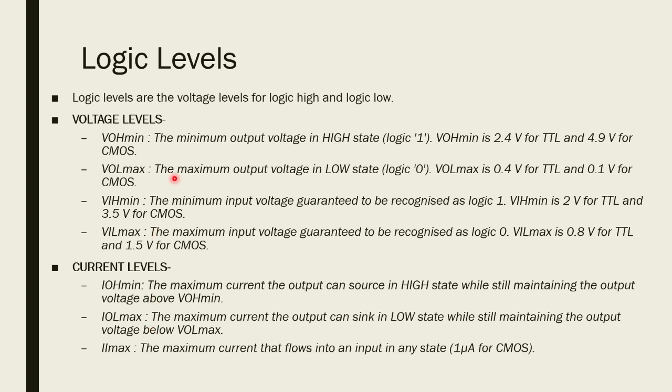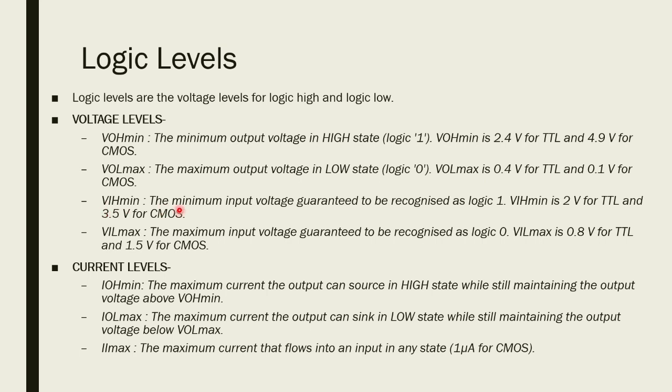Logic levels for the voltage levels are classified as logic high and logic low. The same applies for current levels. First one is VOH min, the minimum output voltage in high state. VOH min is 2.4 volt for TTL and 4.9 volt for CMOS. The second one is VOL max, the maximum output voltage in low state or logic 0. VOL max is 0.4 volt for TTL and 0.1 volt for CMOS.